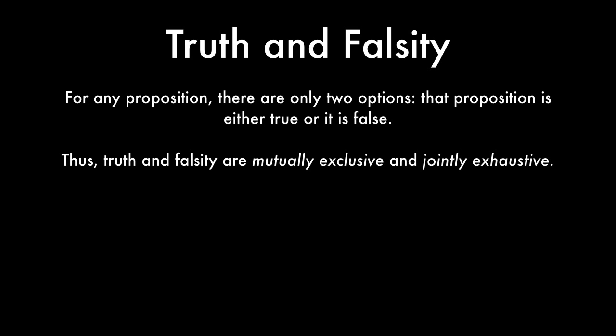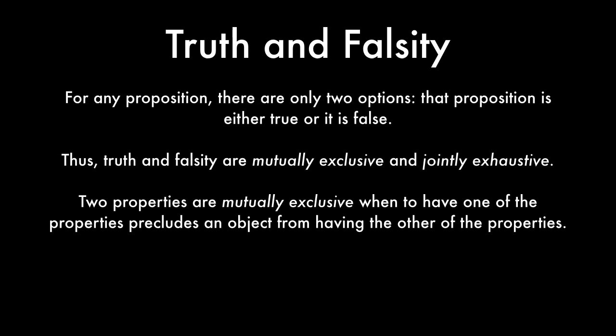Thus, as philosophers will say, truth and falsity are both mutually exclusive and jointly exhaustive. Here's what that means. Two properties that something has are mutually exclusive when to have one of the properties precludes the object having it from having the other of the properties. So let's take another example, something that's not truth and falsity.